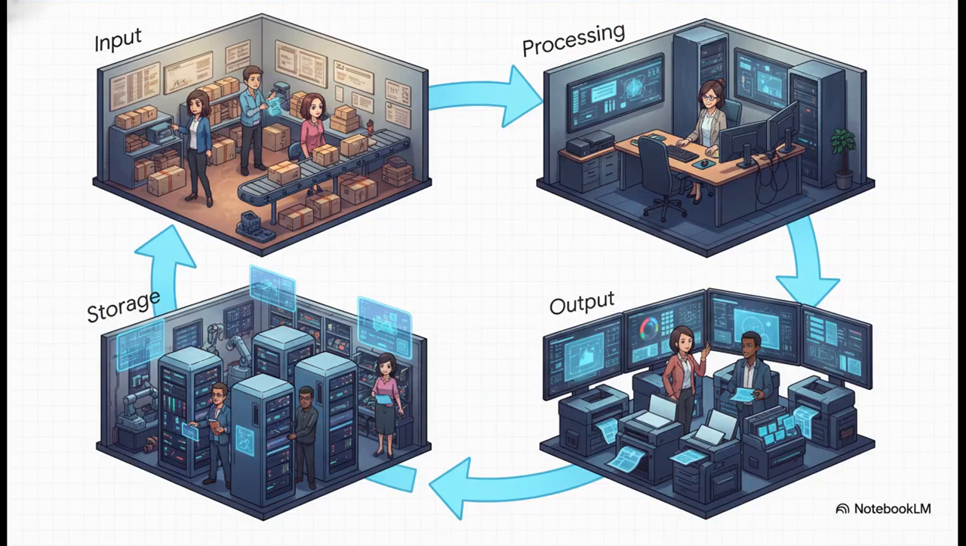And there you have it. That's the whole journey. Information comes in through the mailroom, that's input. It gets worked on in the manager's office, that's processing. The results are sent out through the outbox, output. And everything important is saved in the giant filing cabinet, storage. It's a simple, seamless, and incredibly powerful loop.